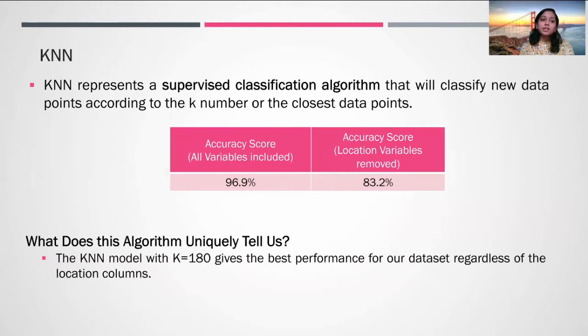Now the next model is KNN. KNN represents a supervised classification algorithm that will classify new data according to the K number of the closest data points.